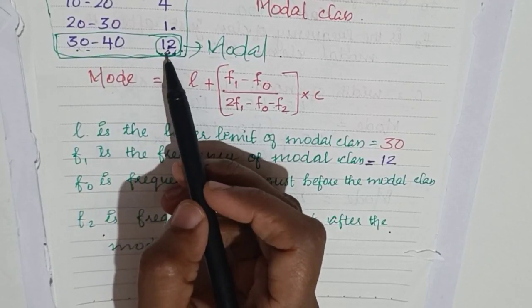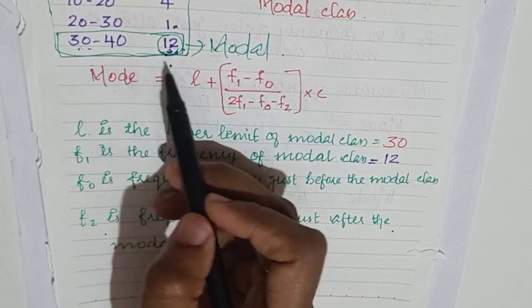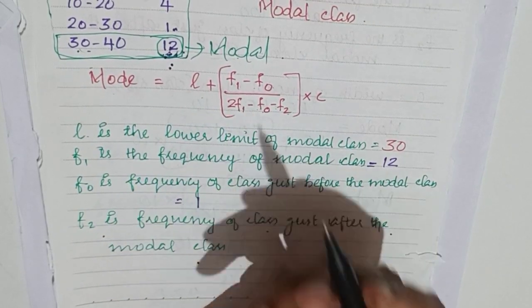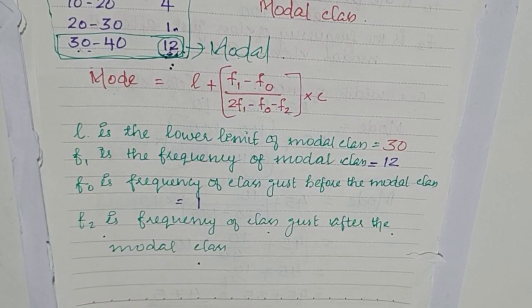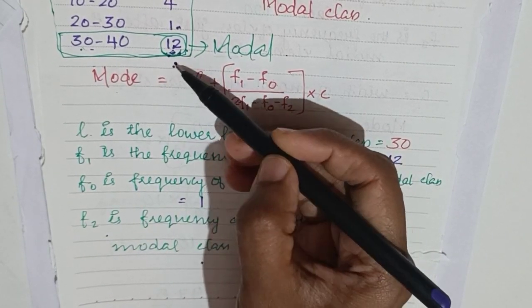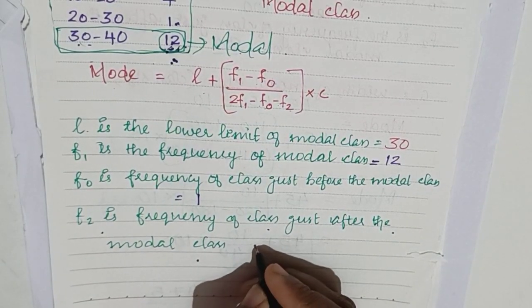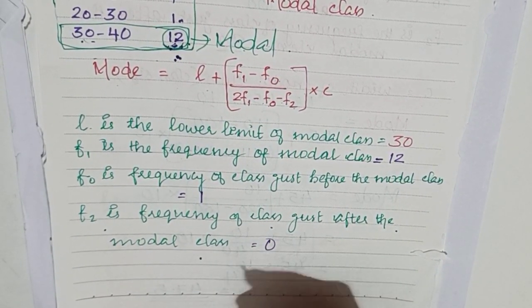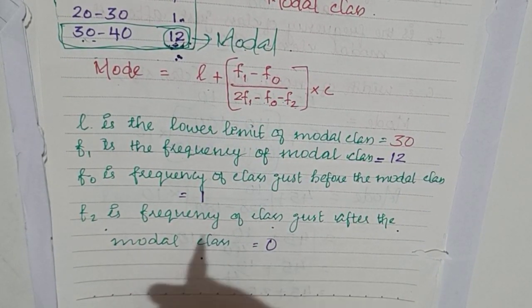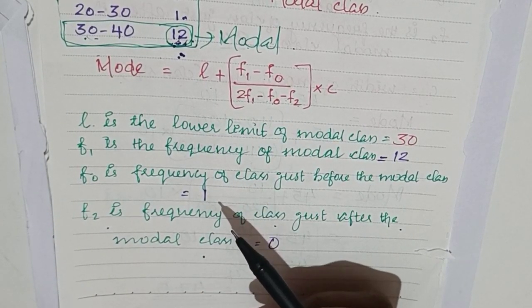Here the model class is the last class, so after this there is no class. F2 means the frequency of the class just after this class, but here there is no class over here. That's why F2 is considered as 0. And we have to substitute these values in this formula.